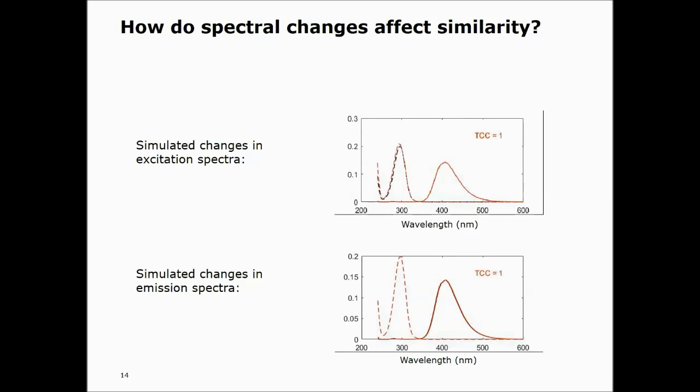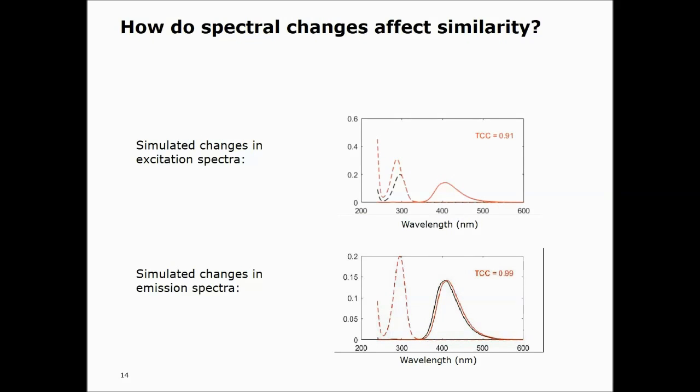As you can see, we're slowly changing the red component, and the TCC goes down from 1 to 0.95, 0.94, 0.93, and so on and so on. Then, if we change the emission spectra, you can see here simply a shift between the peaks. So the red curve slowly moves to higher wavelengths, and the TCC goes down and down and down.